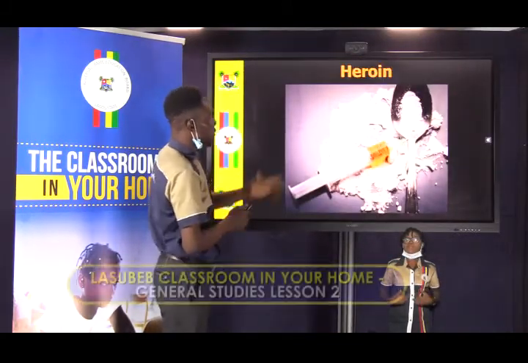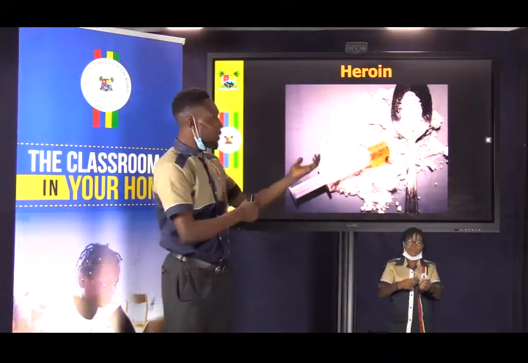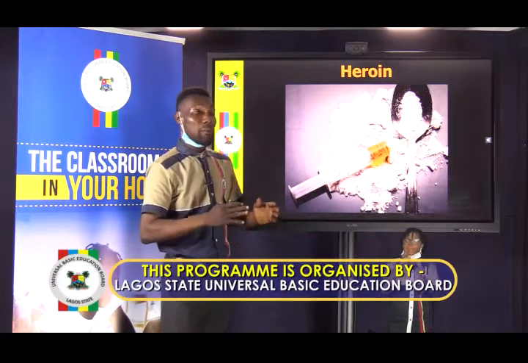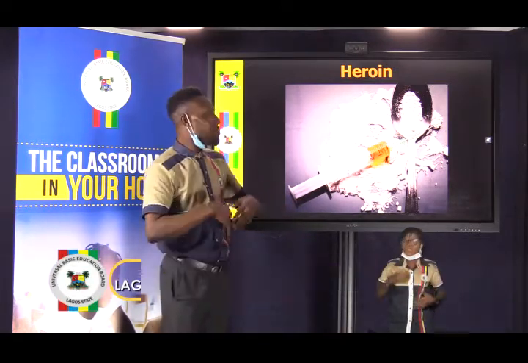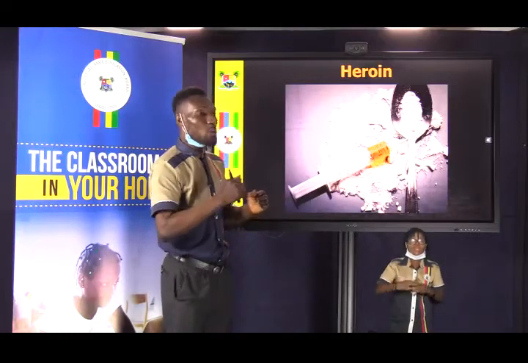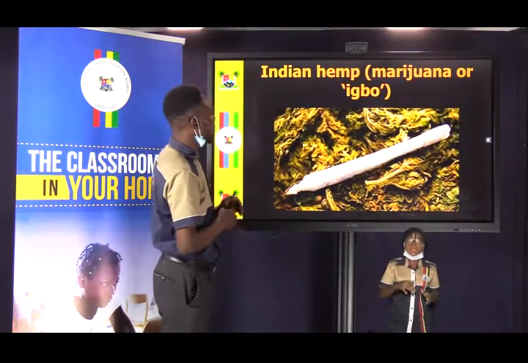And the next one is heroin. This is another example. Some people take it, and after being injected, their body system starts functioning the other way. They start misbehaving or not functioning normally. So heroin is one of the examples of abused drugs.